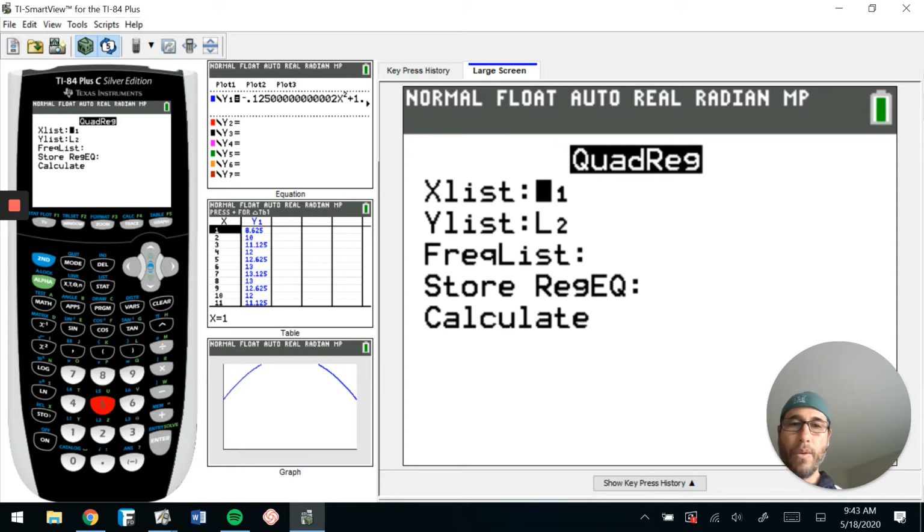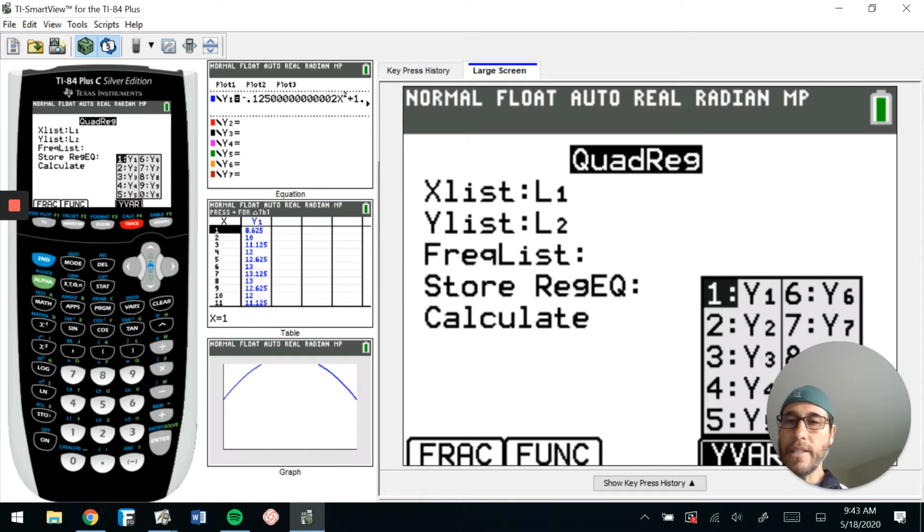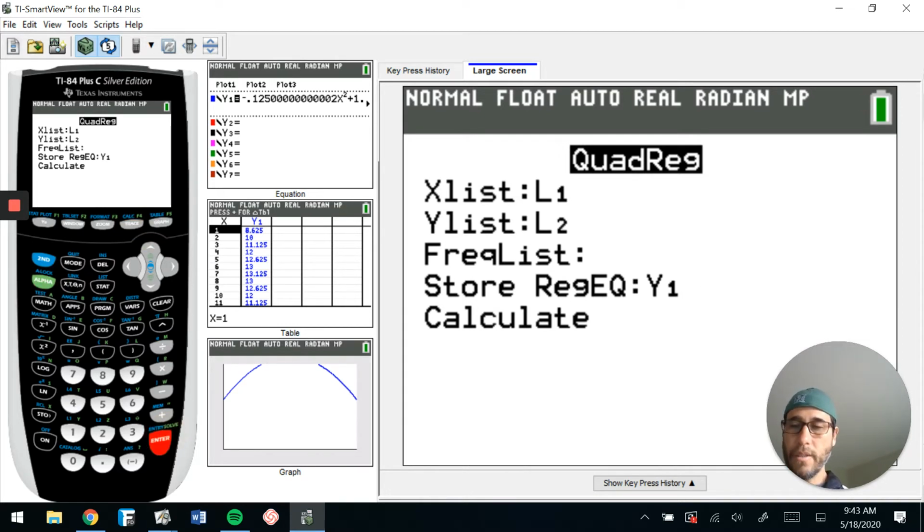Okay, and if you have a new 84 calculator, it should look exactly like I have it right there, which is L1, L2. And if you didn't have that there, look at the number 2 on our calculators. It has L2 in blue. So I could just hit second 2, and it would type an L2 in there. Enter. We don't put anything in for that frequency list. But when it says store regular equation, we're going to hit alpha, trace, and we're going to store in Y1.